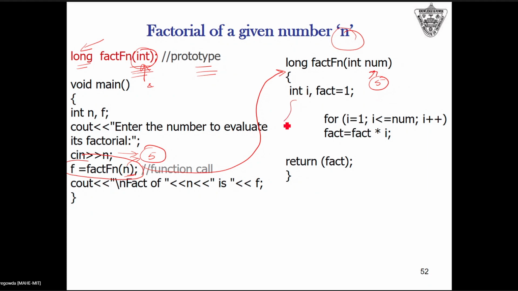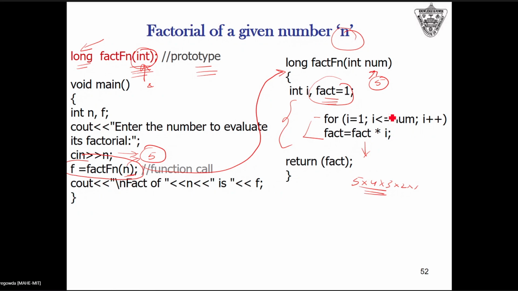Now this is the piece of code which is computing the factorial of the number 5. I'm going to use the variable fact here. Initially it is assigned 1, and I'm going to find the factorial of the number by using the for loop. So factorial of 5 is nothing but 5 into 4 into 3 into 2 into 1. I'm calculating this, and the for loop is going to take care of this looping.